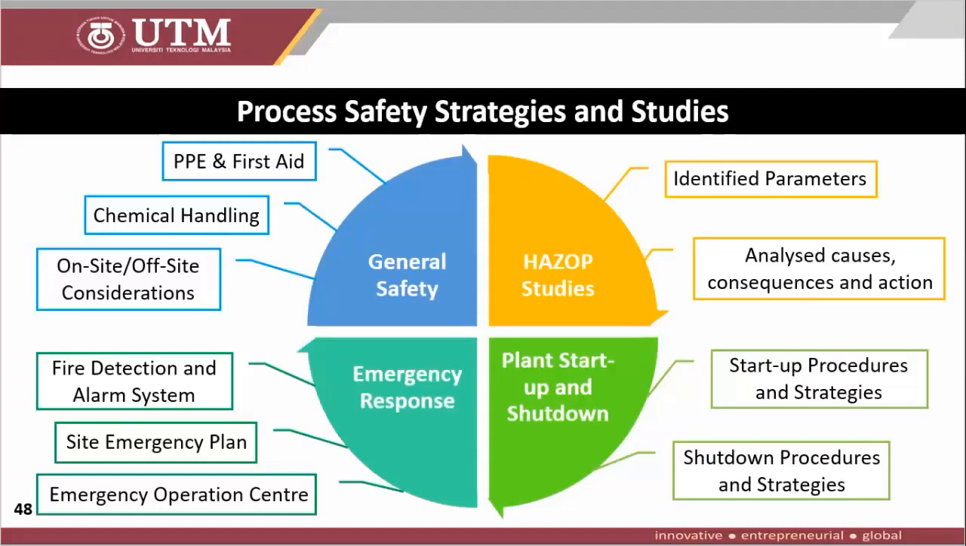The hazard and operability study is a formal procedure to identify potential hazards in the chemical process facility. This study includes the identification of parameters, analyzing causes, consequences, and possible actions. The last one is the plant startup and shutdown procedures. Plant startup and shutdown are important processes in chemical plant operation, as hazardous materials may emerge during these two processes. Therefore, a specific operating procedure should be provided, and this procedure must be safe, easy, and flexible to carry out.